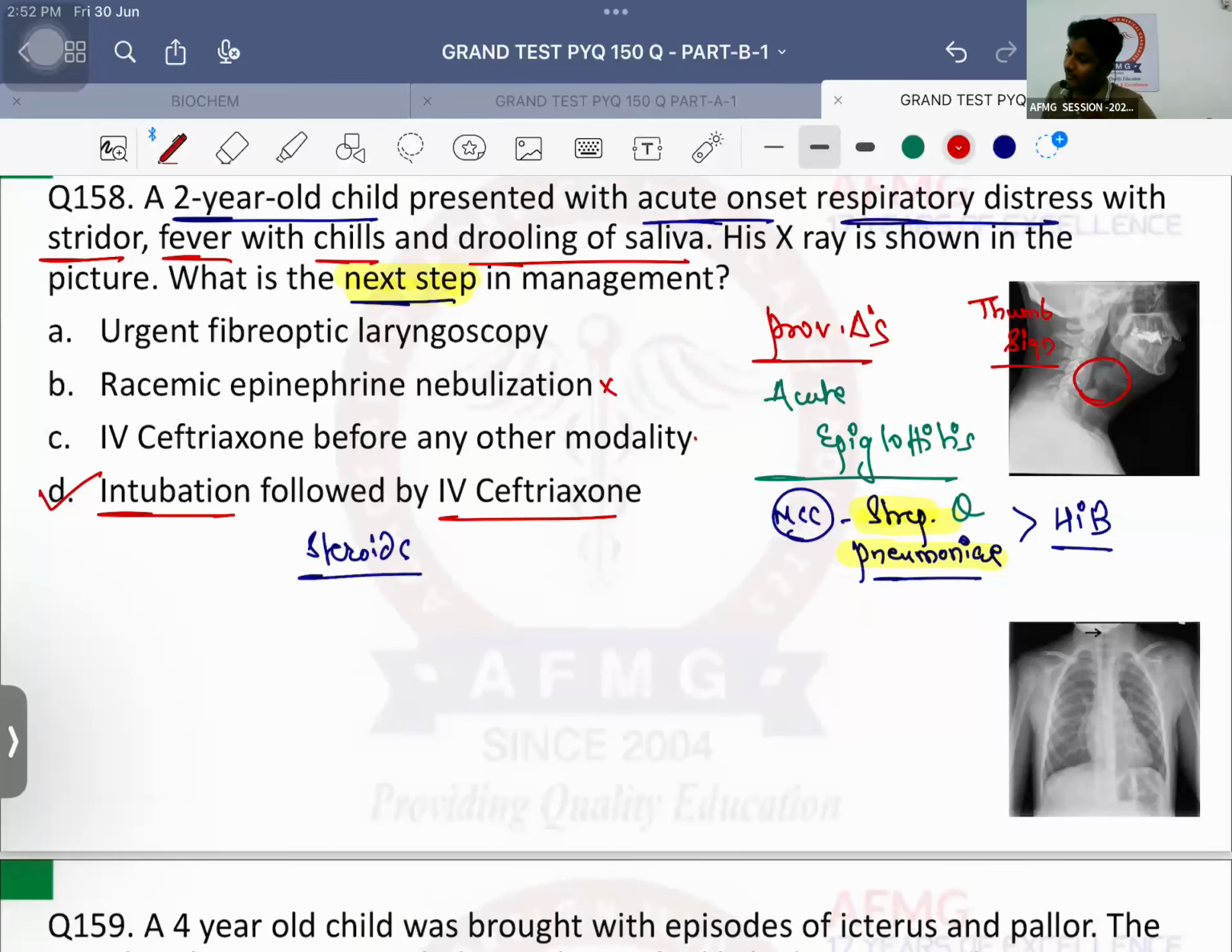ठीक है? IV ceftriaxone before any other modality. Infection बाद में ठीक करो, पहले बच्चे को सांस दो, नहीं तो बच्चा ही निकल लेगा. ठीक है? तो that's important. Urgent fiber optic laryngoscopy. Fiber optic laryngoscopy is never done. We only do a direct laryngoscopy because we have to intubate the child any which ways. तभी तुम examine कर लो.